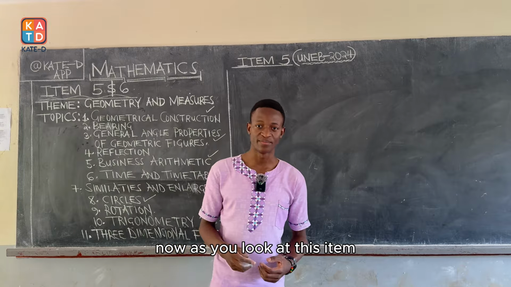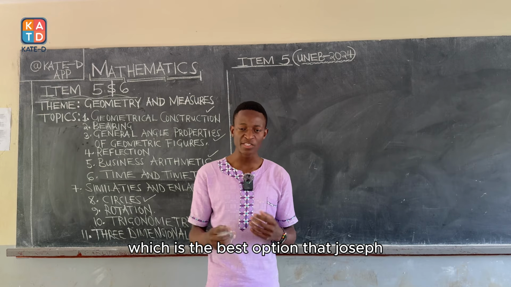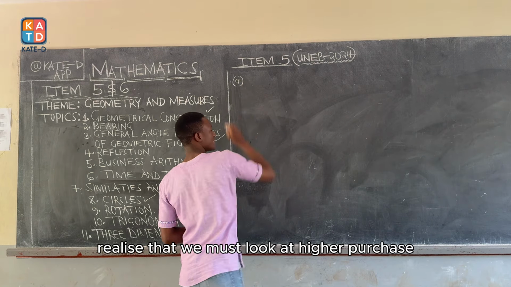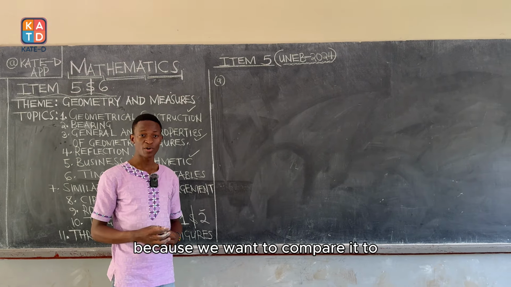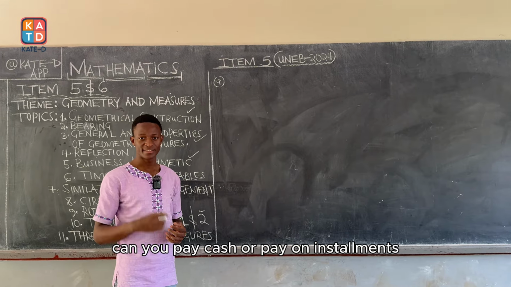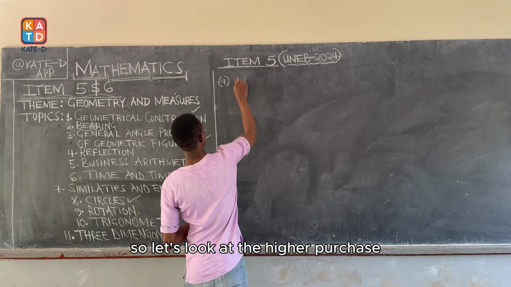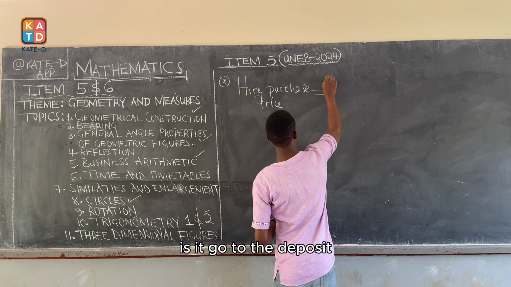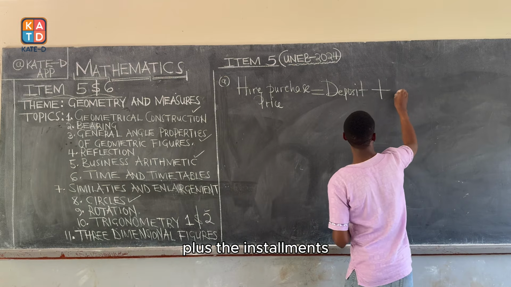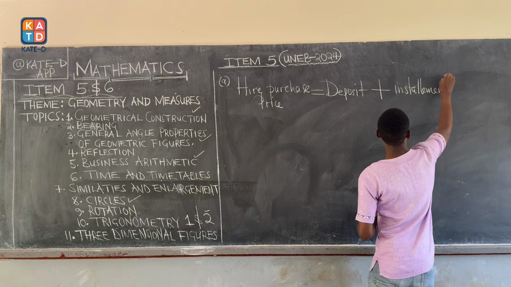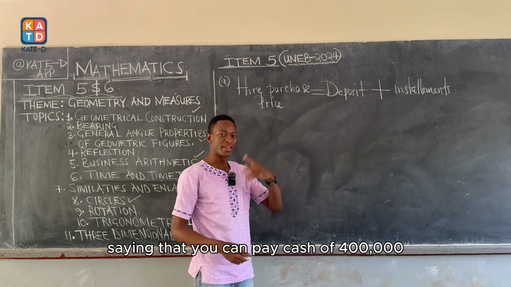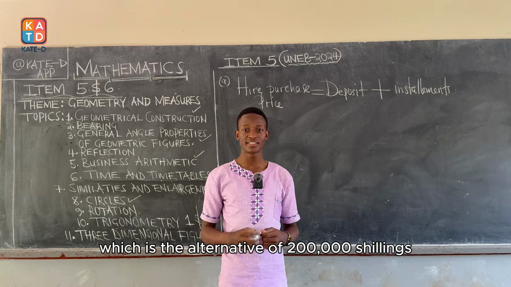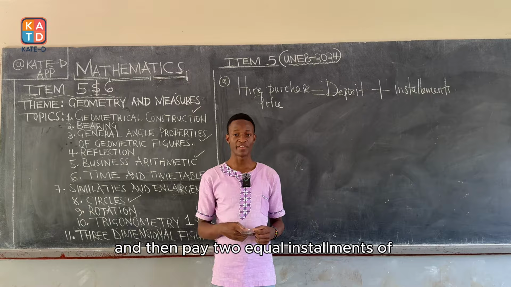Now, as we look at this item, we want to look at task A, which is the best option that Joseph has to take from the advice given by the sister. Now, for part A, you realize that we must look at higher purchase because we want to compare the two. Can you pay cash or pay on installments? So let's look at the higher purchase. Higher purchase price is equal to the deposit plus the installments. Now, saying that you can pay cash of 400,000 and you can pay a deposit, which is the alternative, of 200,000 shillings, and then pay 2 equal installments of 110,000.